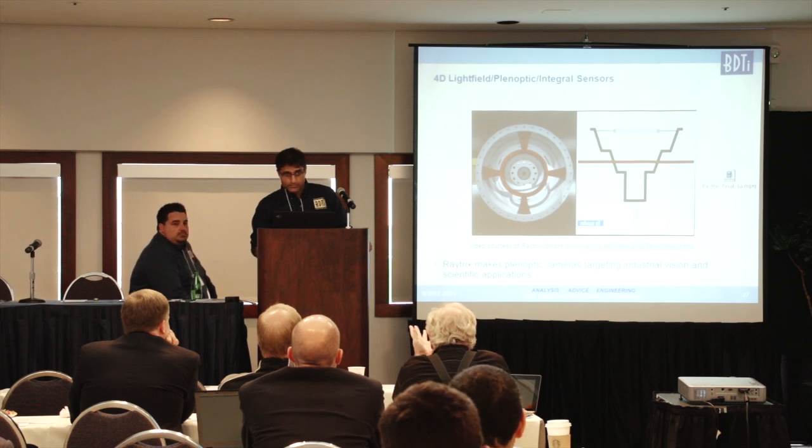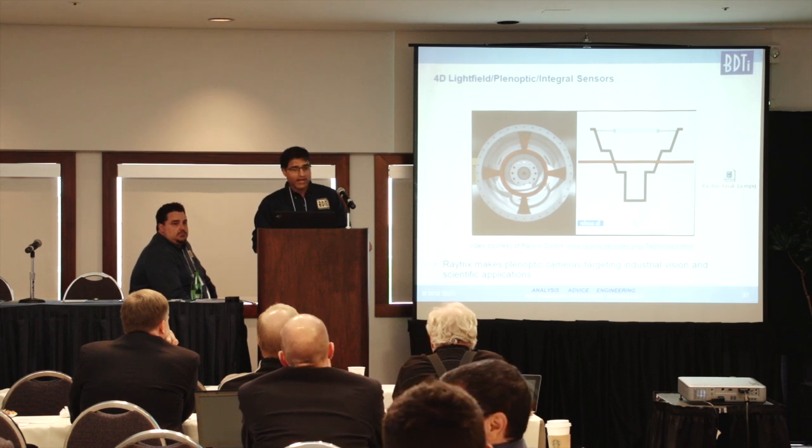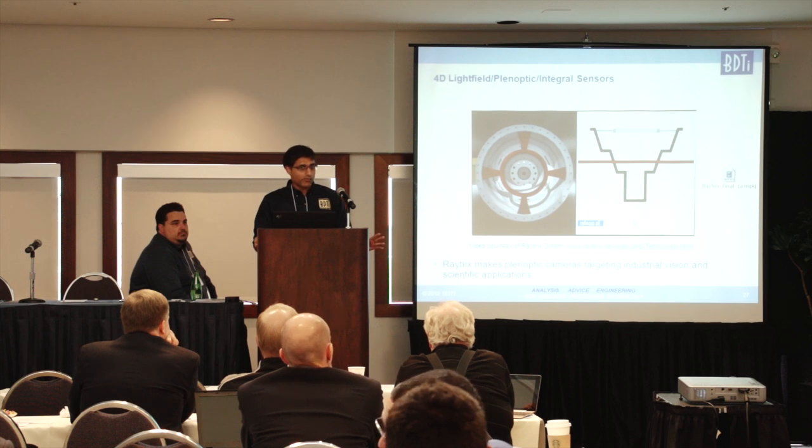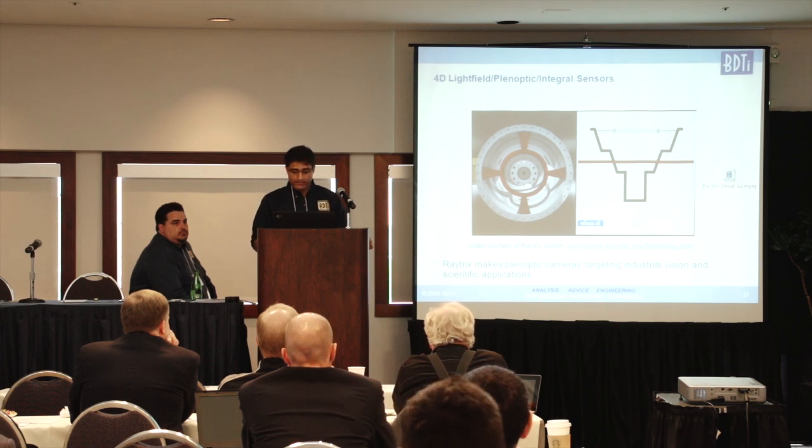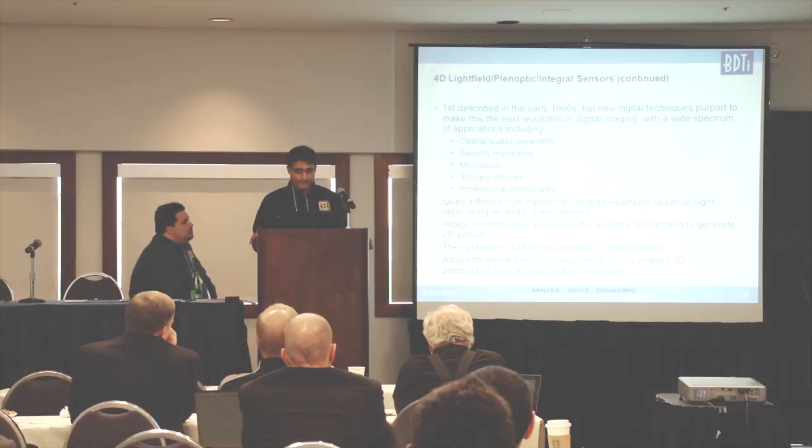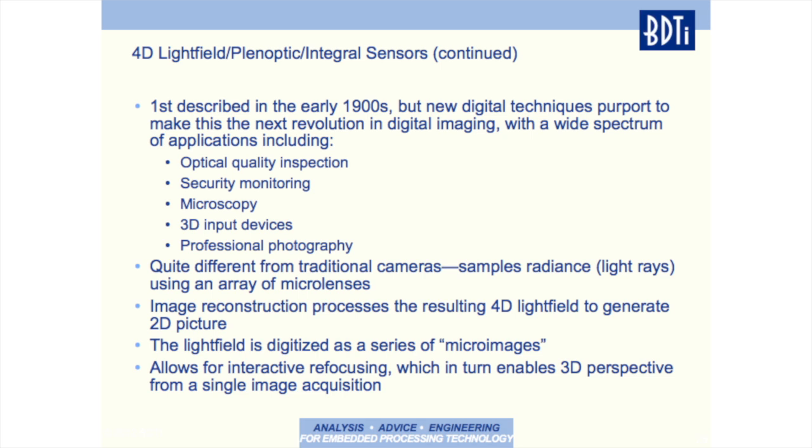What does that do for the storage requirements? So these are brand new. This is probably, at this point in time, not suitable for embedded because of the storage requirement. It is a lot of data and a lot of processing. Nevertheless, this type of light field sensor was actually described in the early 1900s, but now we have the computational horsepower available to actually realize it. And so this company, Raytrix, they actually focus on a lot of these vision type applications as opposed to photography: optical quality inspection, security monitoring, microscopy, and also 3D input, gesture recognition.